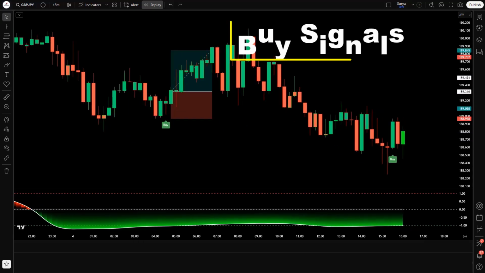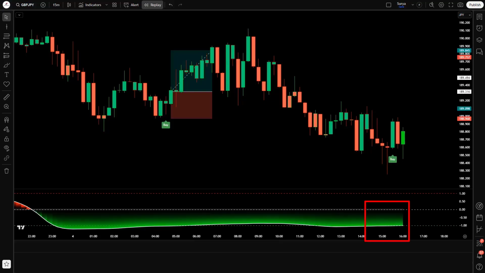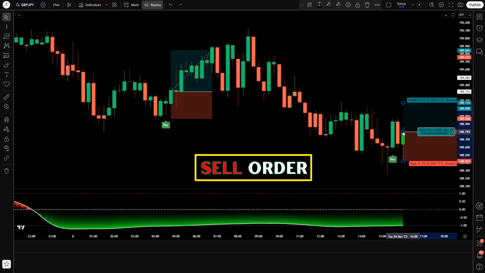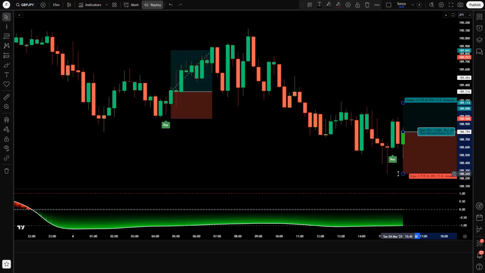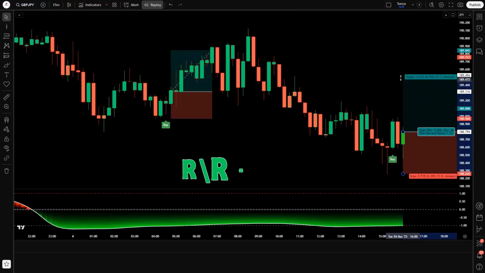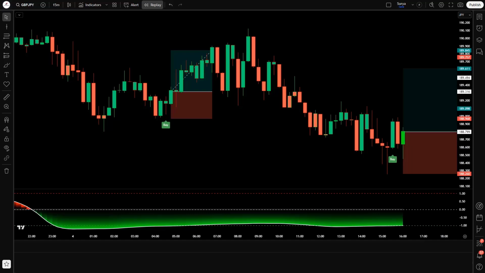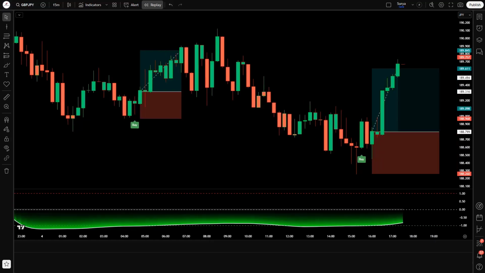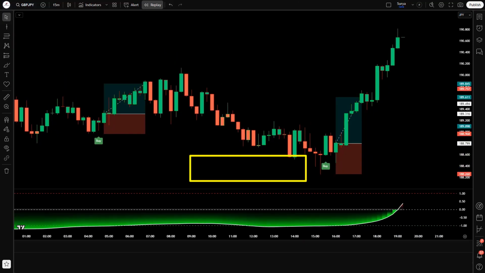Again, the Smart Forex buy sell signal indicator has given a buy signal, the Corona Trend Flex Oscillator has formed a green area, and the market forms a bullish candle. All conditions are met, so we take a buy order with the stop loss at the previous low and a risk-reward ratio of 1:1.5. Let's see what happens to our trade. We have won the trade. Let's find the next trade.